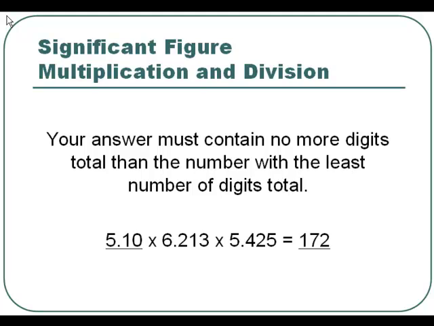Here it says your answer must contain no more digits total than the number with the least number of digits total. So you look at the three numbers on the left. The first one has 3 significant figures, and the other two have 4 significant figures. So the answer must have 3 significant figures, and I'll show that in just a moment.